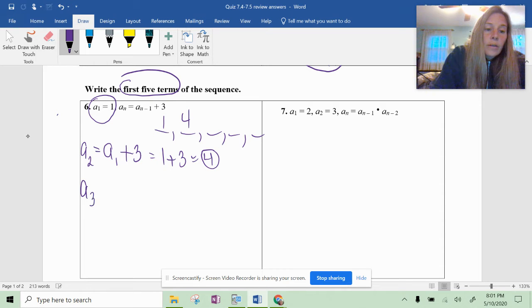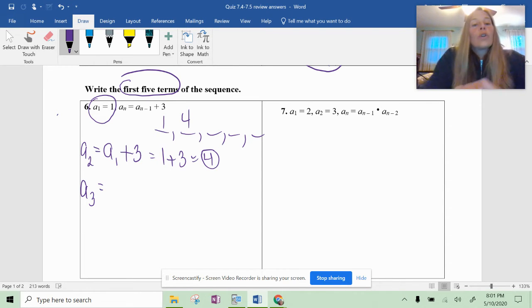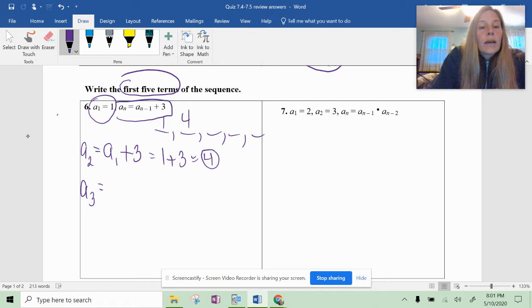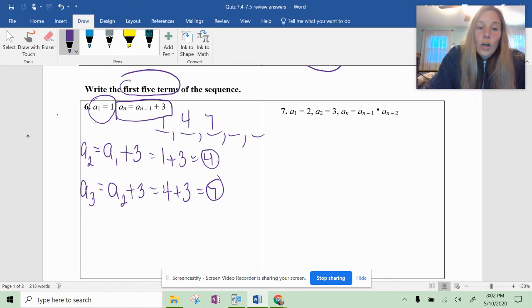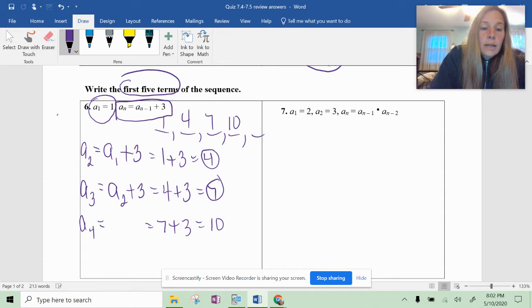So now I need to find my third term in the sequence, or a sub 3. So my formula tells me that I'm going to take the a sub n minus 1, so 3 minus 1 would be 2. So the term that's 1 before it is a sub 2, and I'm going to add 3 to that. Well, the answer I got in a sub 2 is 4, and 4 plus 3 is 7. So you can see that we're basically just taking the previous number in the sequence, and we're adding 3. So to find a sub 4, I'm simply going to do 7 plus 3, which is 10. And to find a sub 5, I'm going to do 10 plus 3, which is 13.